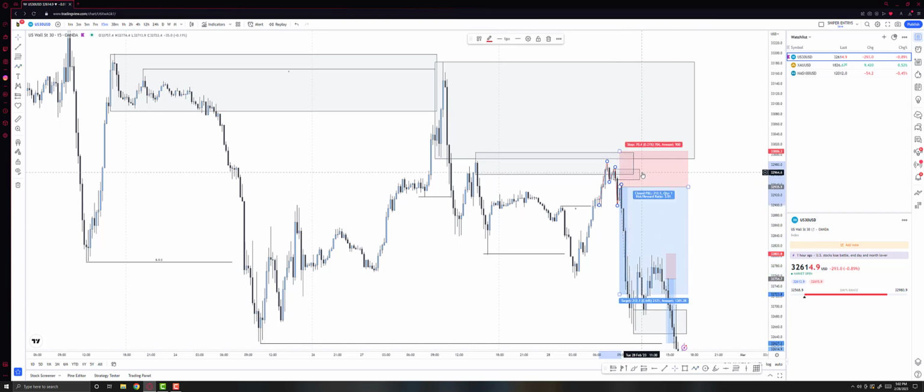It would have been 1 to 3 if I had held my trade all the way down, but I only closed at 2.5, which is fine for me, and it was a great trade.